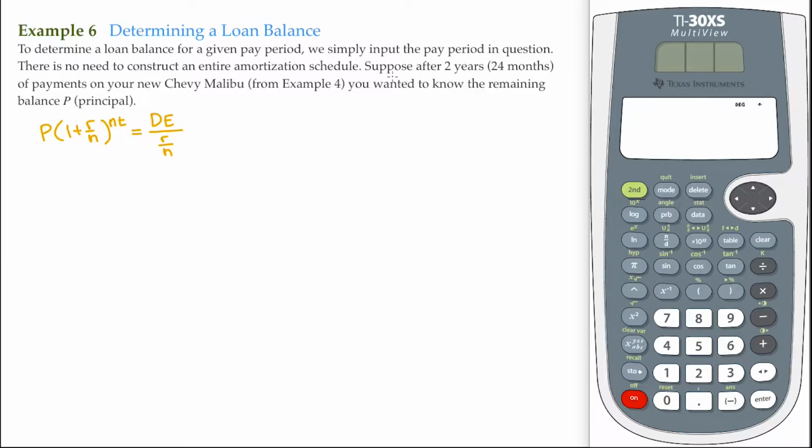Suppose after 2 years, that's 24 months, of payments on your new Chevy Malibu, you wanted to know the remaining balance, P. That's the principal. So if you recall from example 4, the Chevy Malibu, we had an initial loan of $28,313.38. The rate was 2.9%. It was compounded monthly, so the number of pay periods is 12. And it was a 5-year loan.